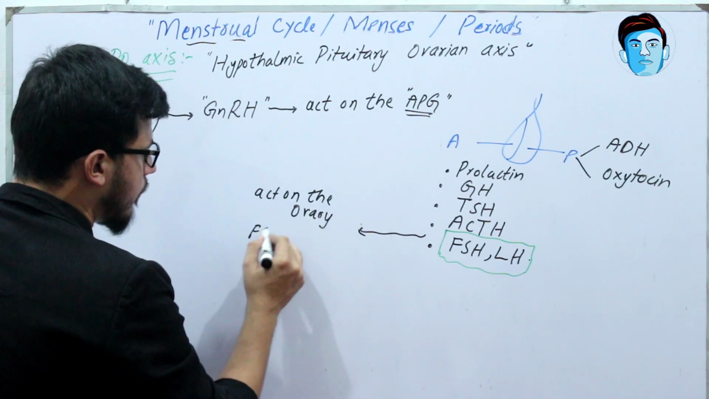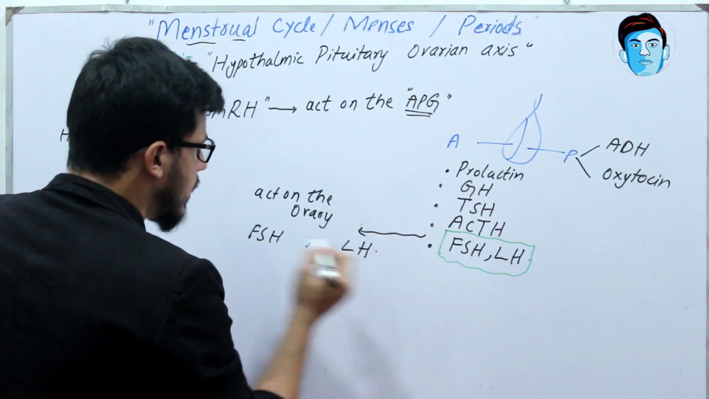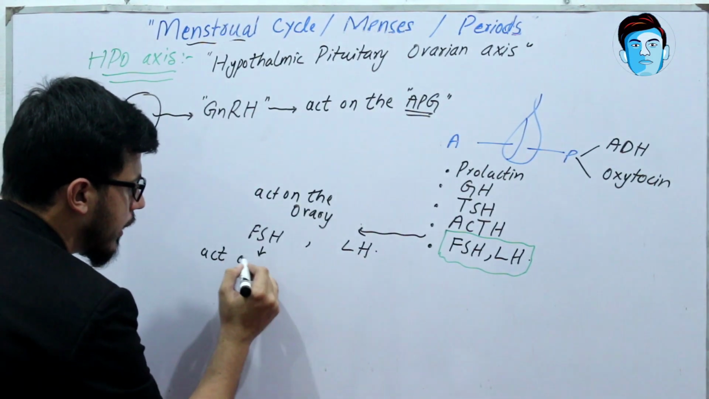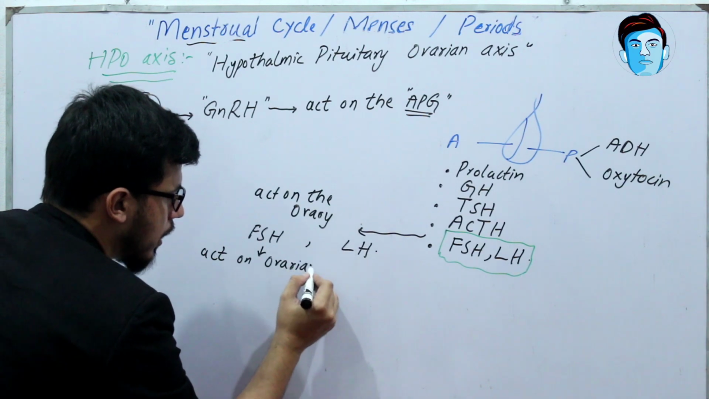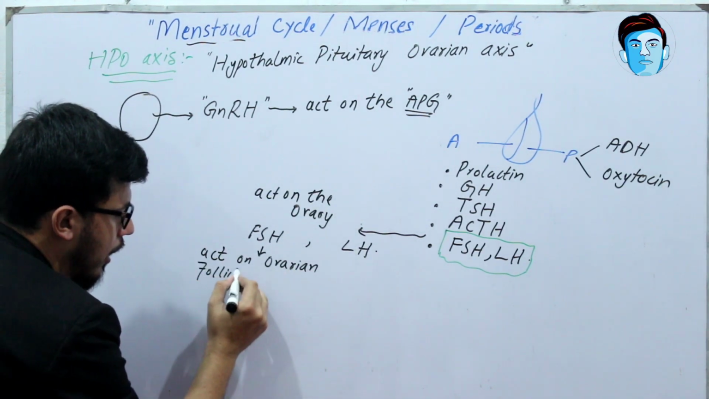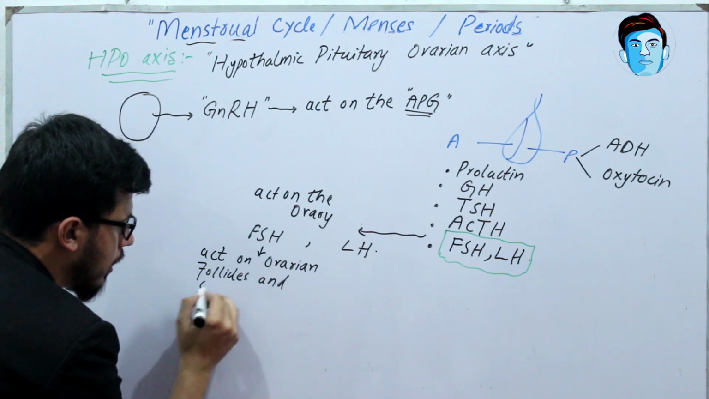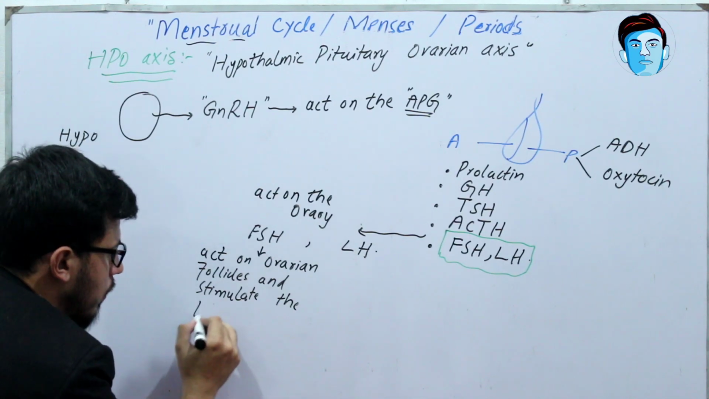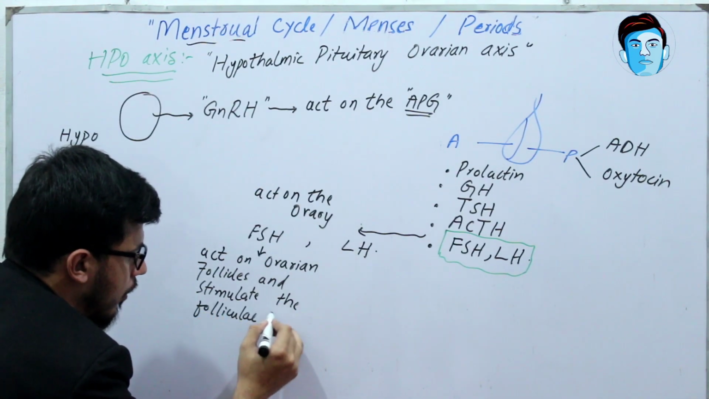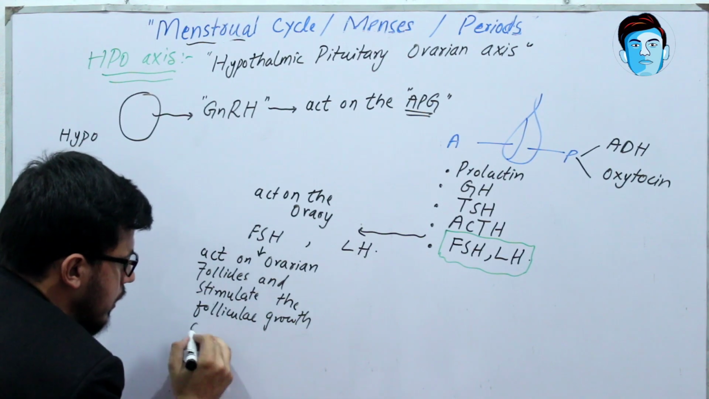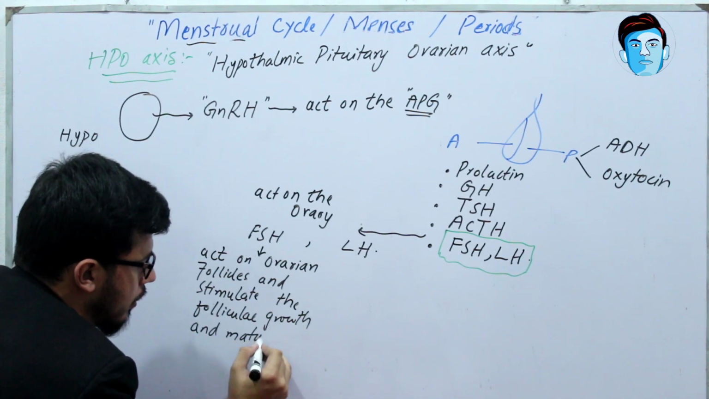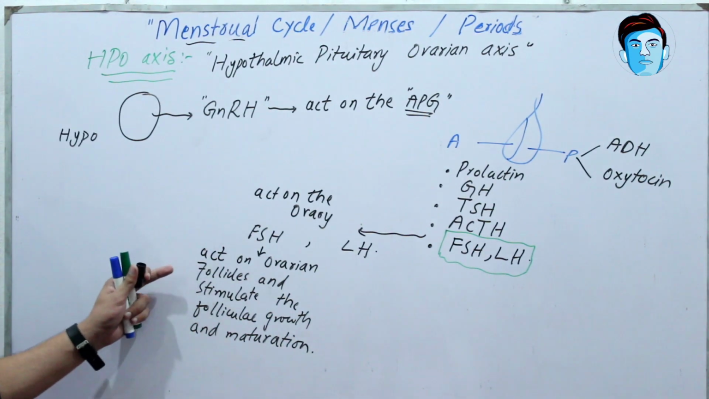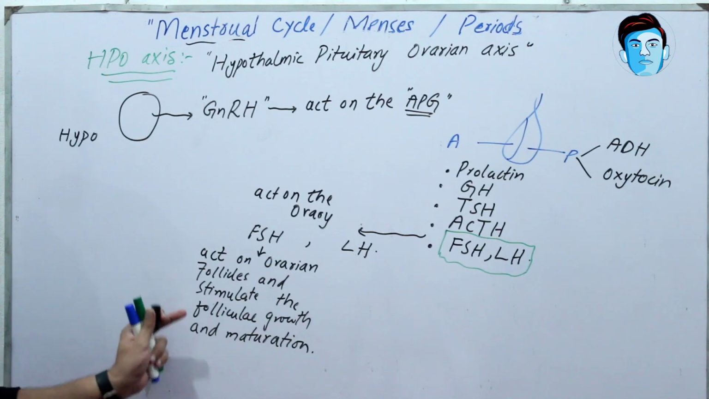Now what are the main functions of FSH and LH? FSH, which stands for follicle stimulating hormone, acts on ovarian follicles and stimulates follicular growth and maturation.